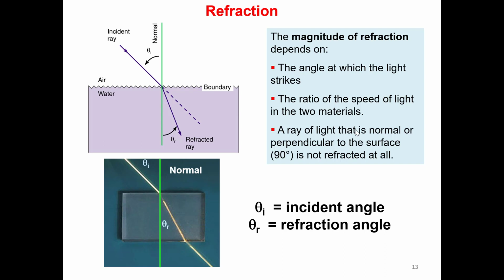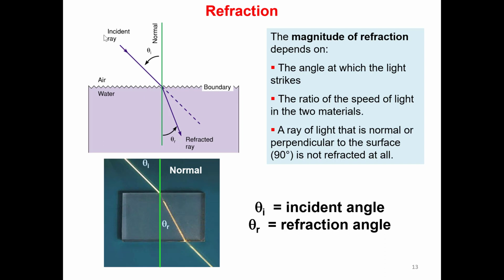The magnitude of the refraction depends on the angle at which the light strikes the material or the surface, and on the ratio of the speed of light in the two materials. The third one is the ray of light that is normal or perpendicular to the surface, meaning the ray that is in this direction. The ray in this direction is not refracted at all. If the incident ray is perpendicular to the surface, it is not bent at all.